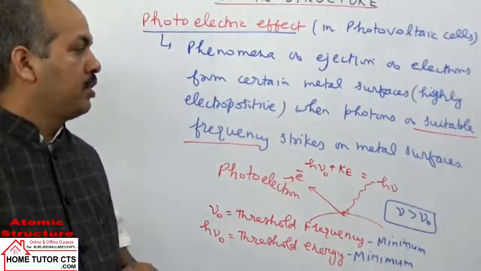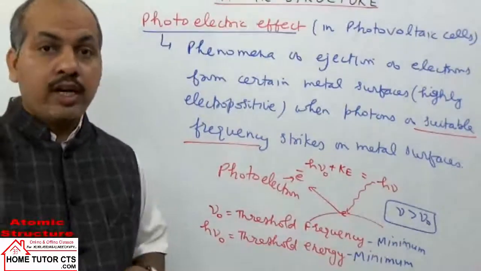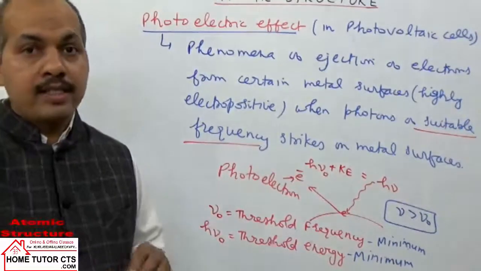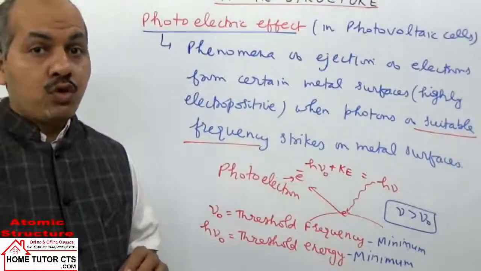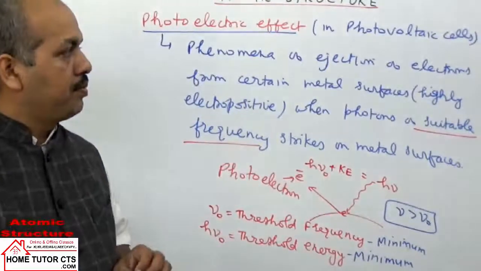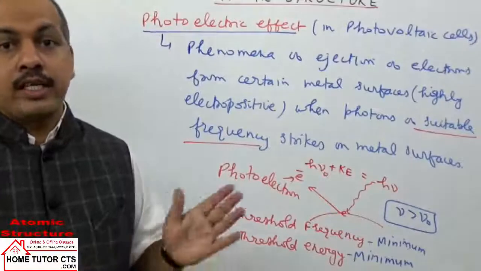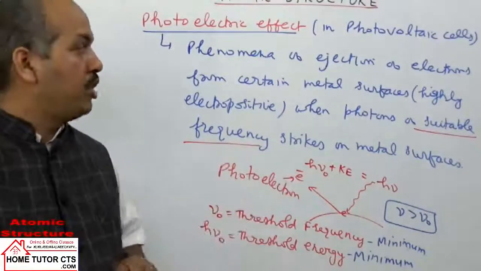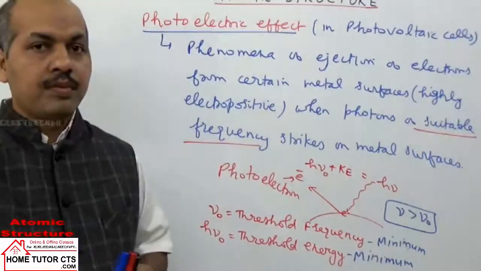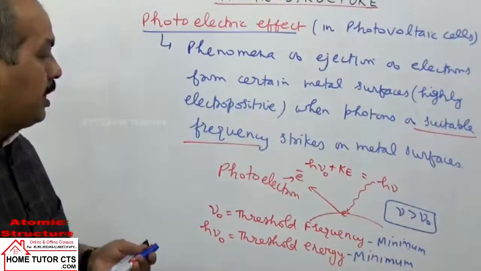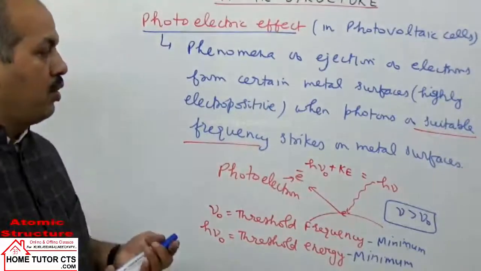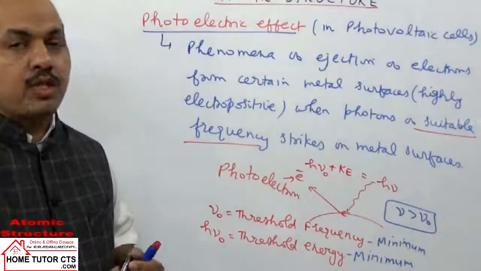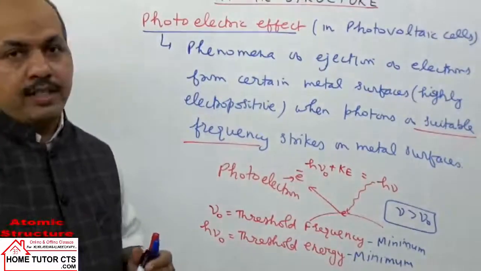Next point, the number of photoelectrons and hence photoelectric current is directly proportional to intensity of light.